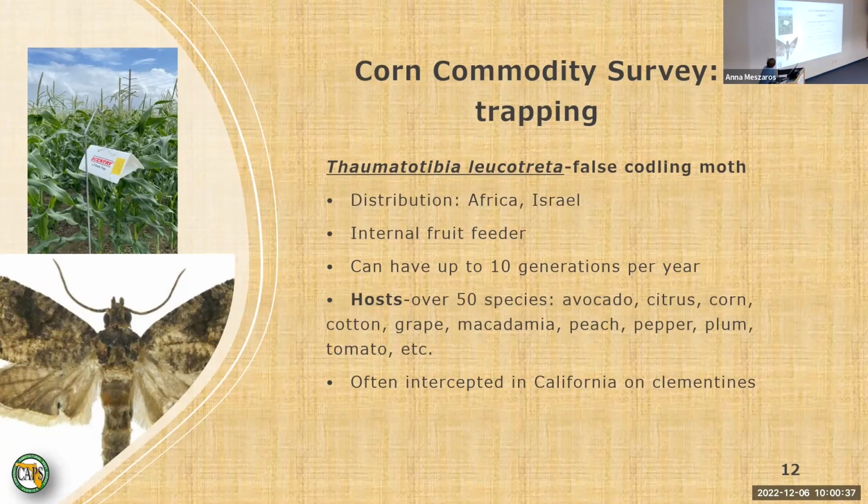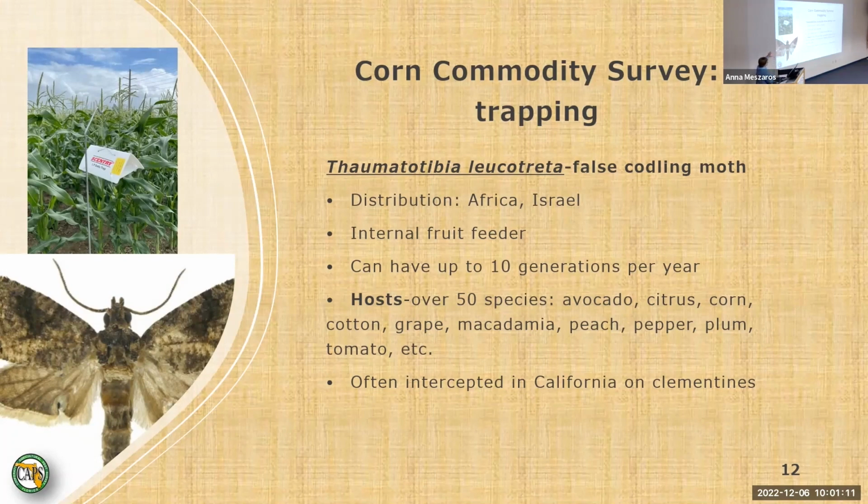Every time we find a crop, we try to put traps for different targets. So if I find, for instance, one crop, considering the distance and the size of the crop, I try to place different traps for different targets. So it's not only one trap. And the host is over 50 species, so you can see there.